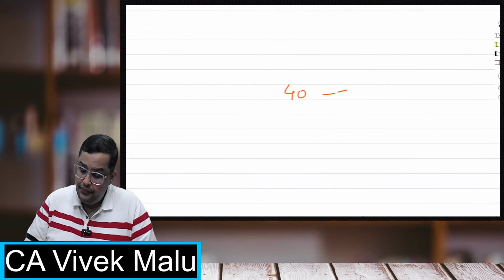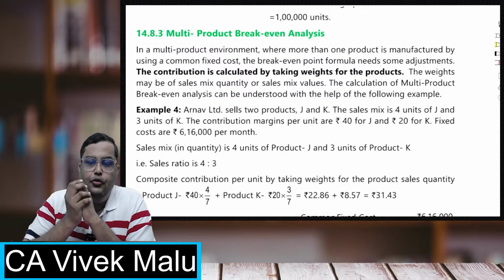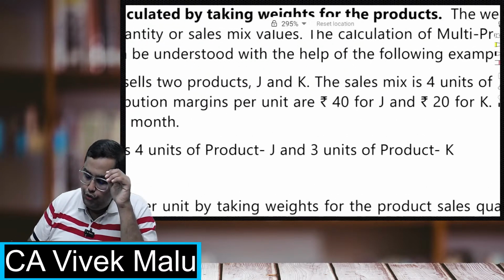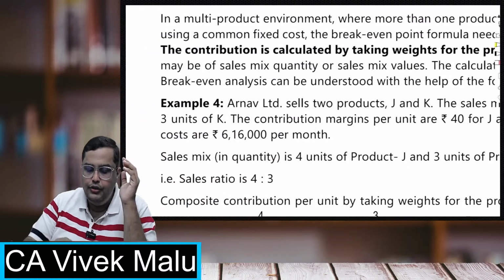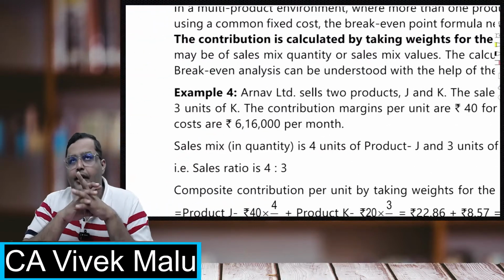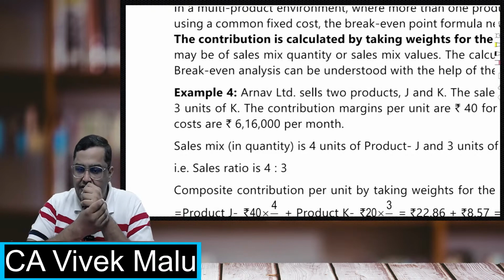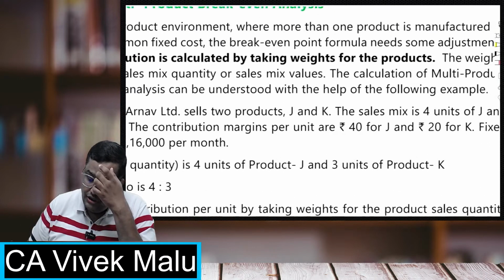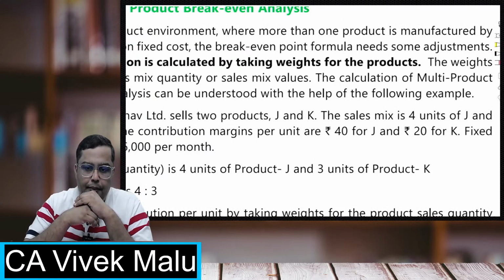So where were we? We were discussing the multi-product break-even analysis. Suppose there are two units, J and K. The sales mix is 4:3. Remember that. It means if I'm selling 4 units of J, then I'm selling 3 units of K, right? Their contributions are given as 40 and 20.